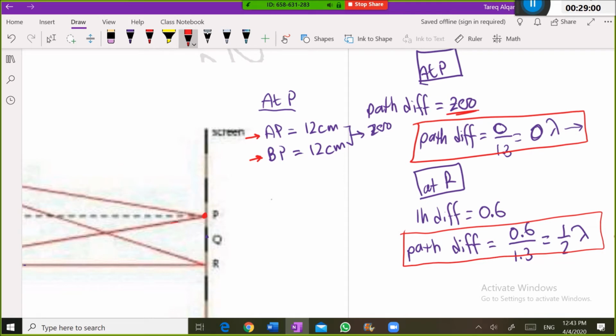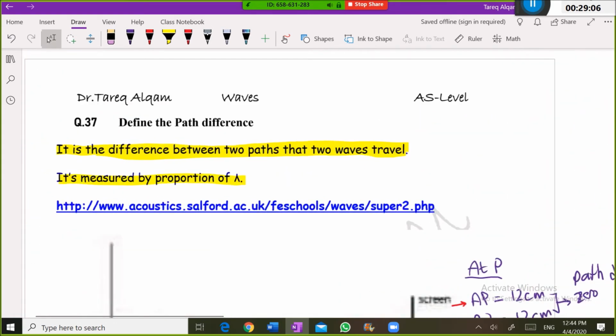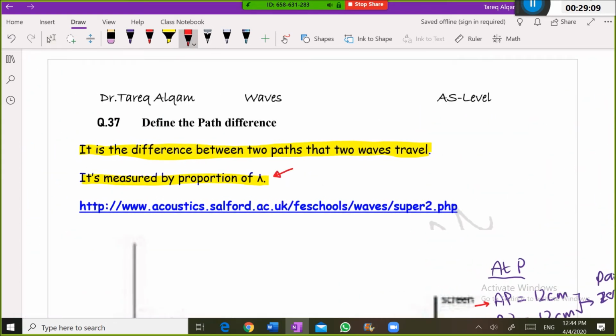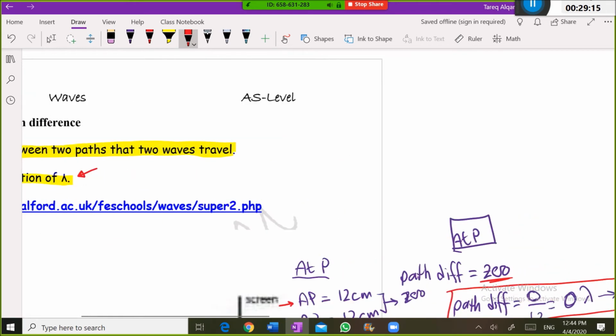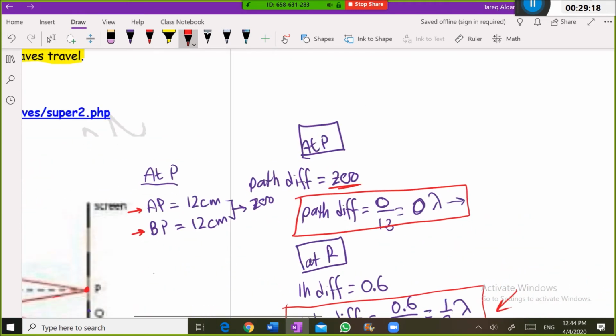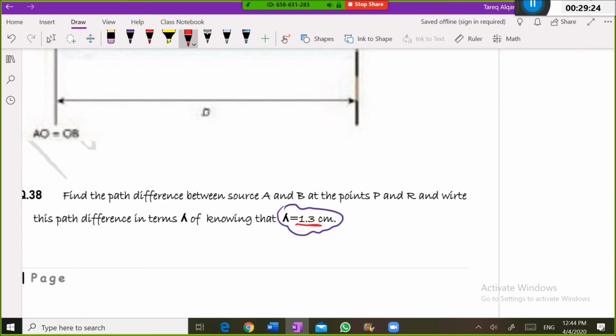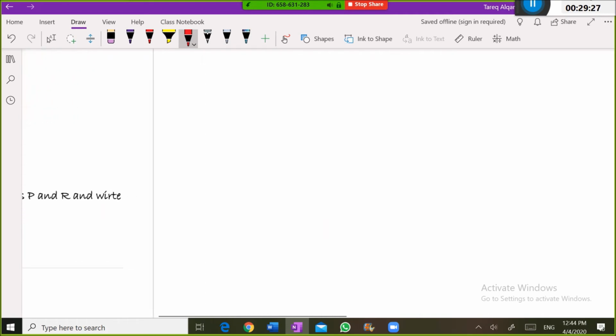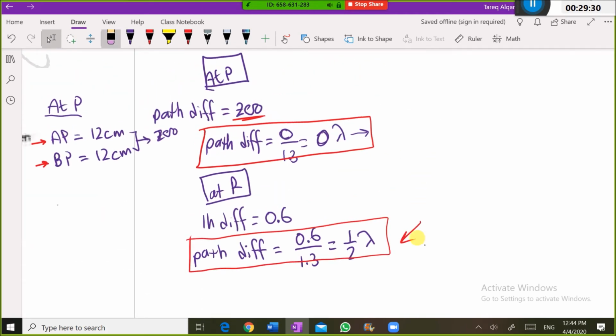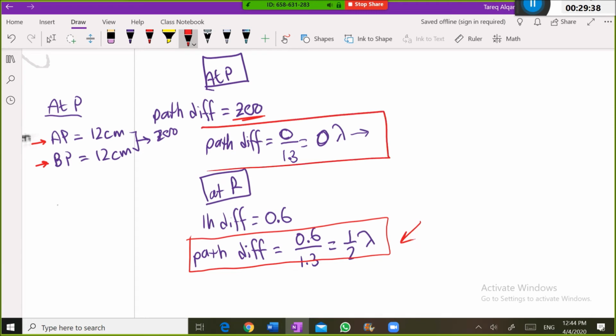Since we are talking about waves, guys, I have to always write the path difference in wavelength, or proportional to the wavelength. In order to write this, I divide it by the wavelength. Here the wavelength is given, which is 1.3. I divided the real path difference by 1.3. So the path difference is what? 0 lambda. And here there is no path difference.